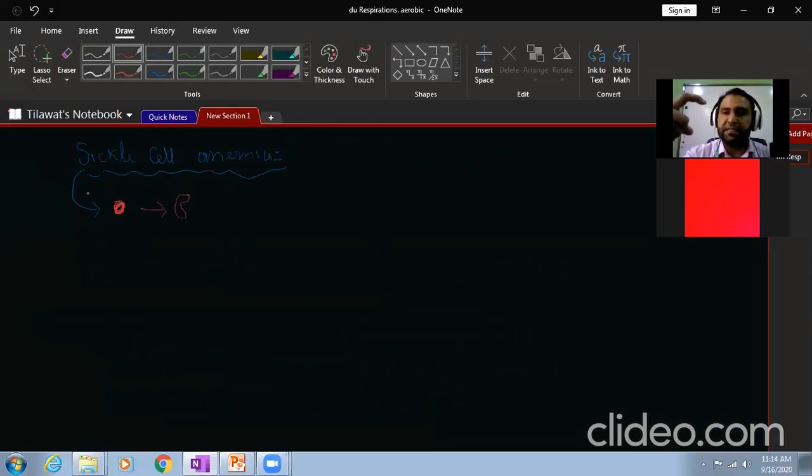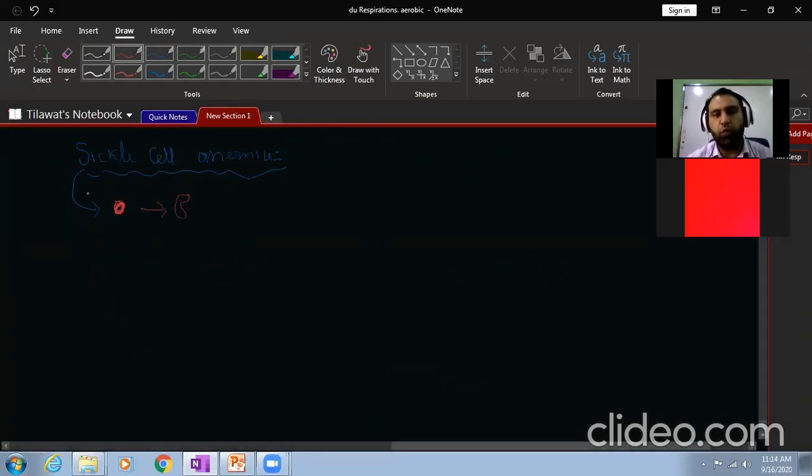Okay, crescent shape. Why this problem will happen, I will discuss it now. Anemia means, in this case, abnormal red blood cells will form. Because of that, we have a deficiency of normal red blood cells, and a person will have a pale color appearance. Now, if this red blood cell is converting into sickle shape, why does this happen?